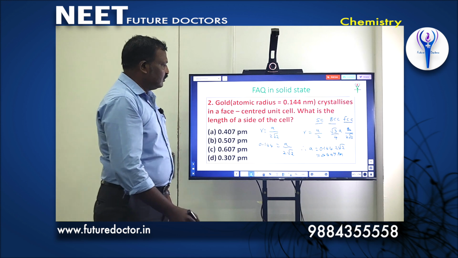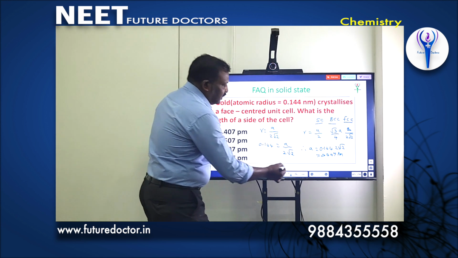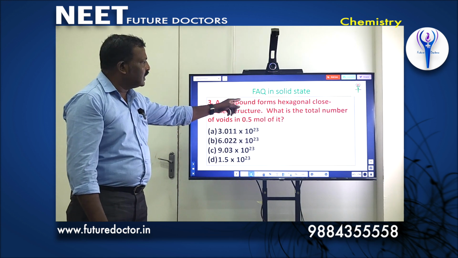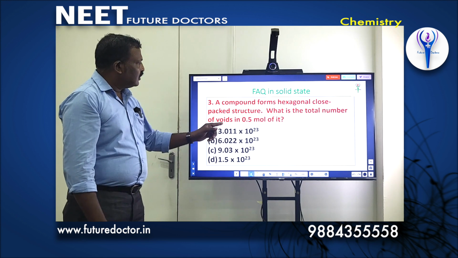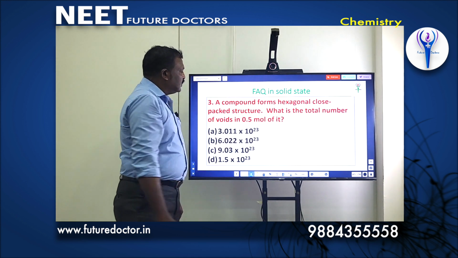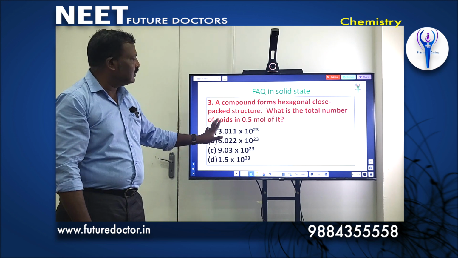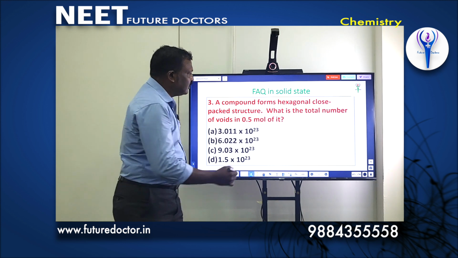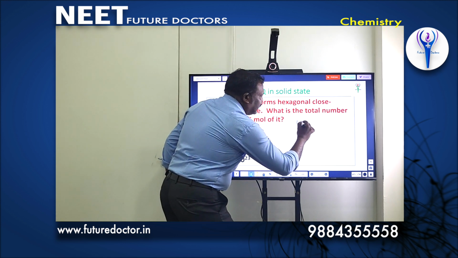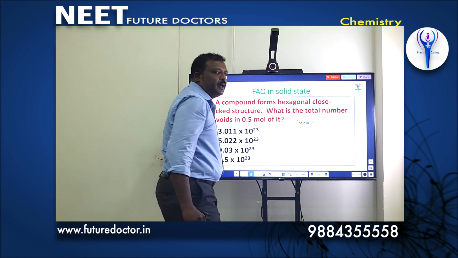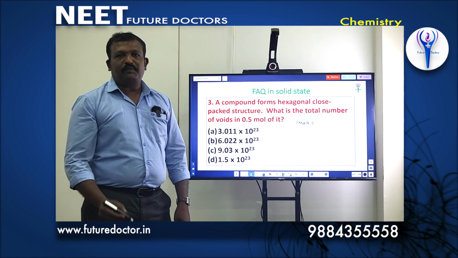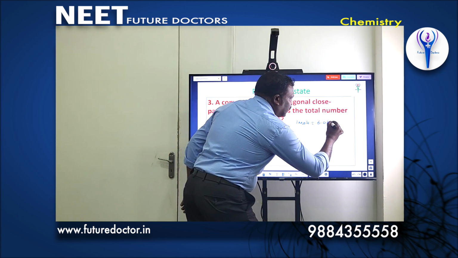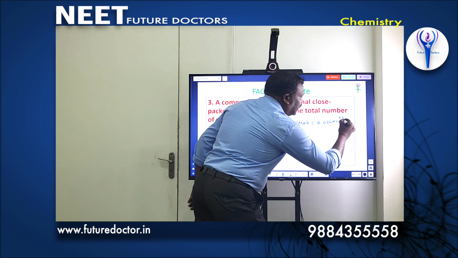Understood? Now let us pass on to the third question. This is also a simple sum. A compound forms a hexagonal close packed structure. What is the total number of voids in 0.5 mole? That's the question. We know, from lower classes, that 1 mole of anything has how many particles? 1 mole of anything has the Avogadro number, 6.022 into 10 power 23 particles.